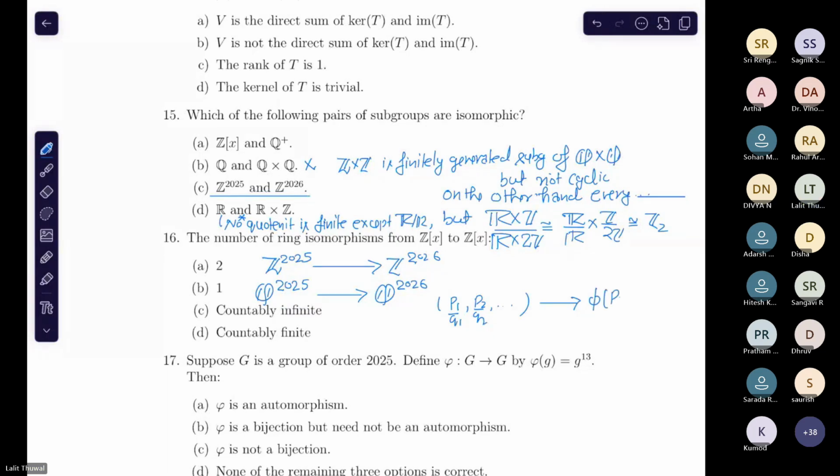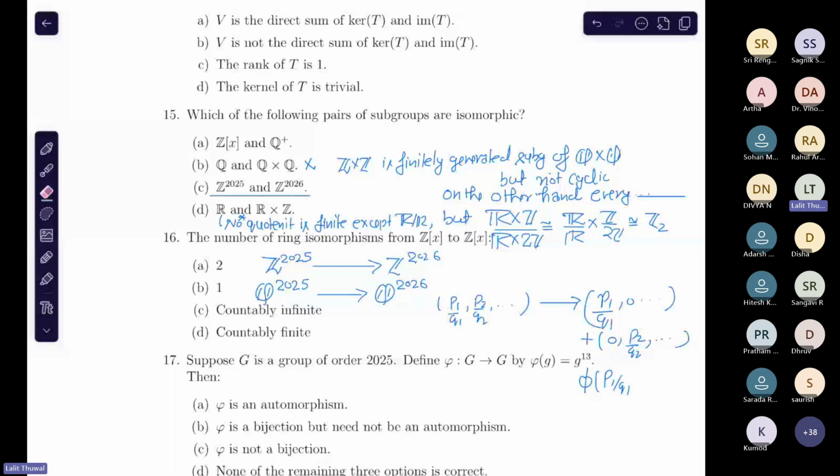So phi of p1... but that doesn't make sense, right? Actually, what do I mean to say? Yeah, you can break it, right? Like this: p1/q1, 0, 0, 0, p2/q2, 0, 0, 0, like that. Then this would be some element of that, right? Let me tell you for the moment some other way, but this can be extended.